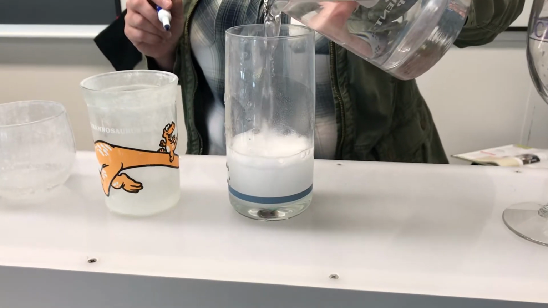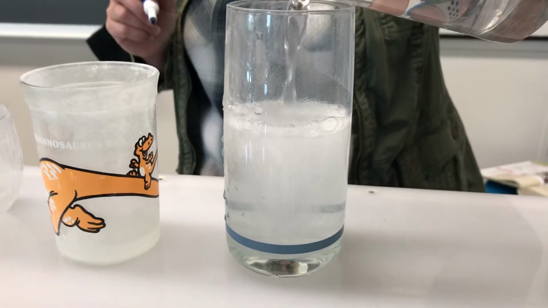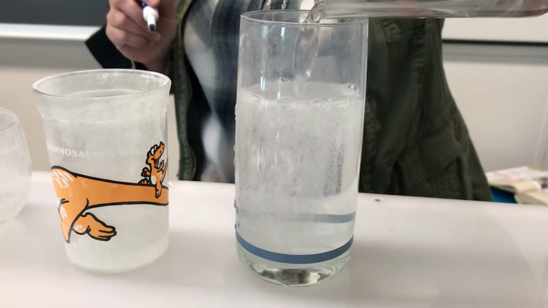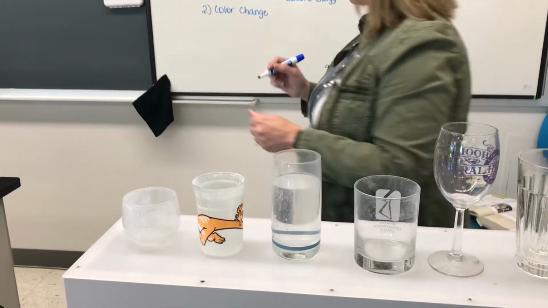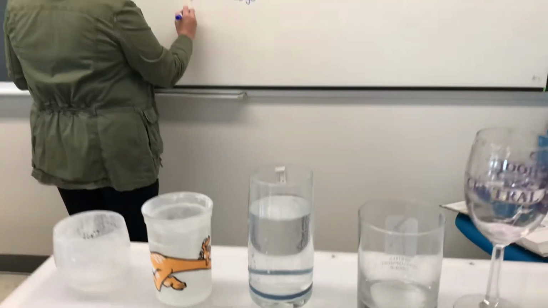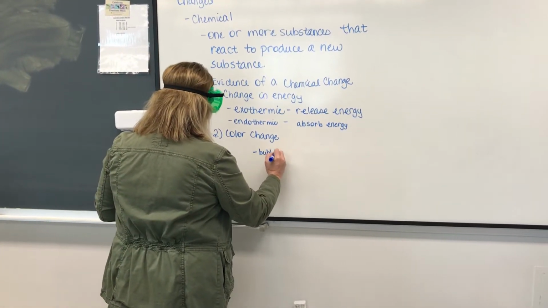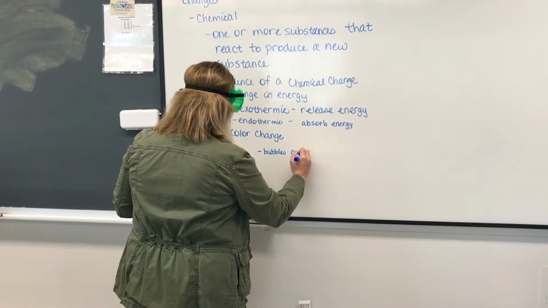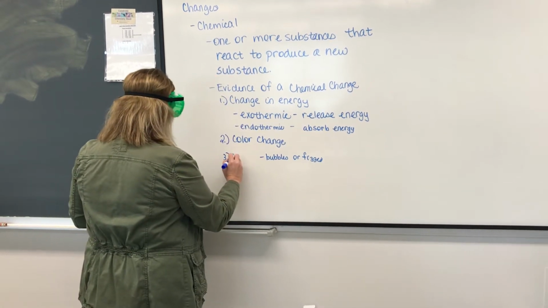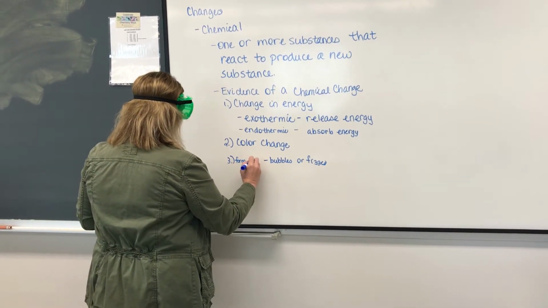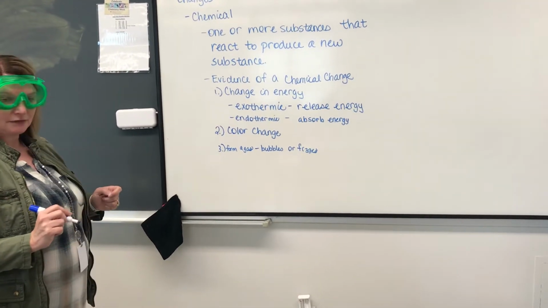And you can see that I got bubbles. You might even be able to hear the fizzing sound. And you can see the little bubbles here. So anytime we see bubbles or we hear fizzing, this tells us we formed a gas. So that's our third piece of evidence of a chemical change.